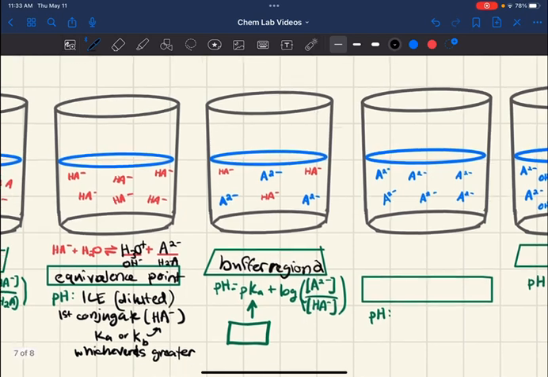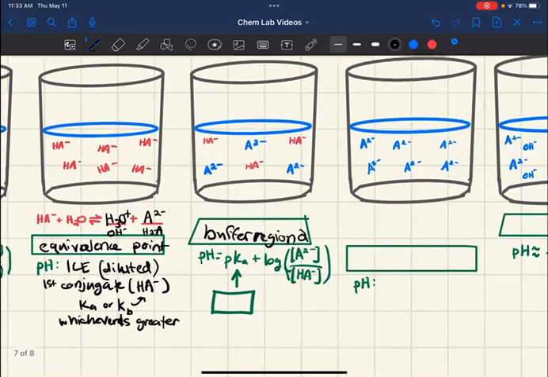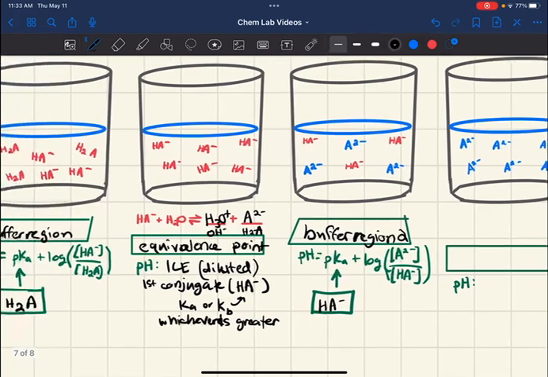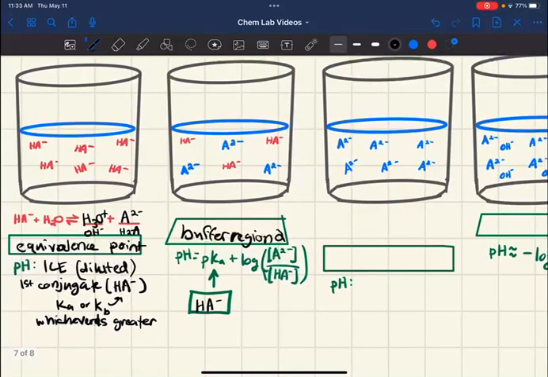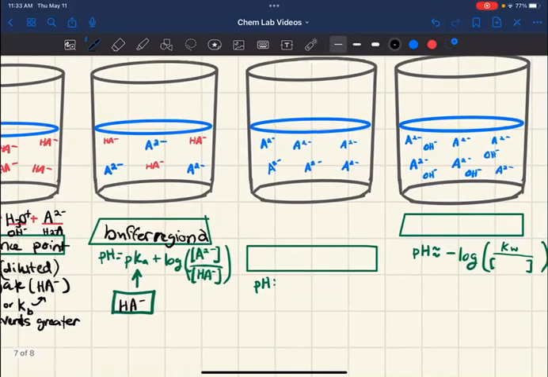Okay, in our second buffer region, we can describe the pH at any point there based on the ratio of A2- to HA-, but the pKa we would use at this point is the pKa of HA-. So it shouldn't be too hard to calculate a pH here, but remember our concentrations are diluted, so you'd always have to keep that in mind.